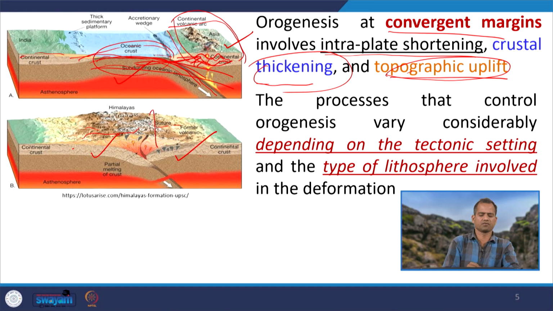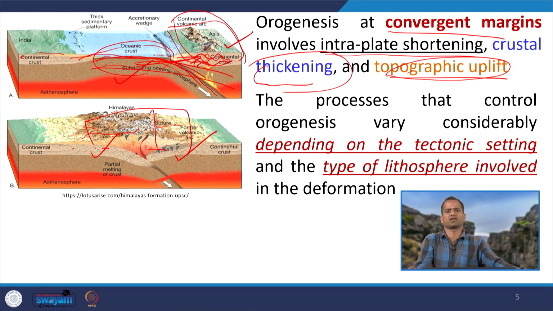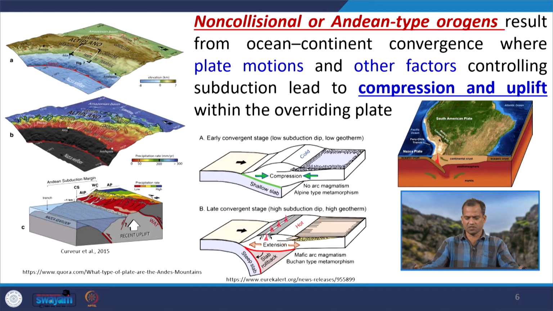So, the type of mountain building activity here will depend upon which type of lithospheric plates are involved, what is their dip, what is their rheology, what is their pre-tectonic history. All that is responsible for this mountain building activity. Non-collisional or Andean type orogeny results from ocean-continent convergence, where plate motions and other factors controlling subduction lead to compression and upliftment within the overriding plate.